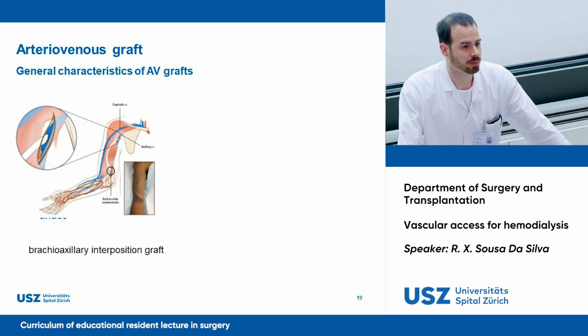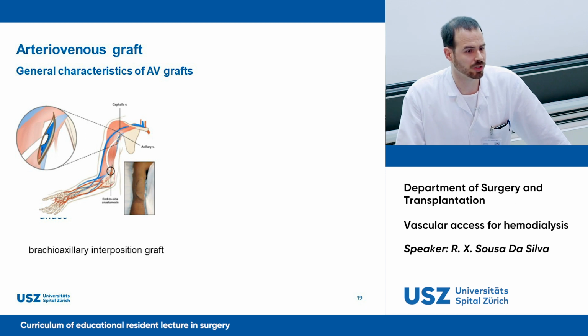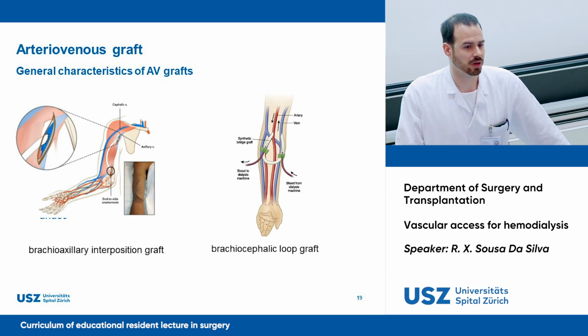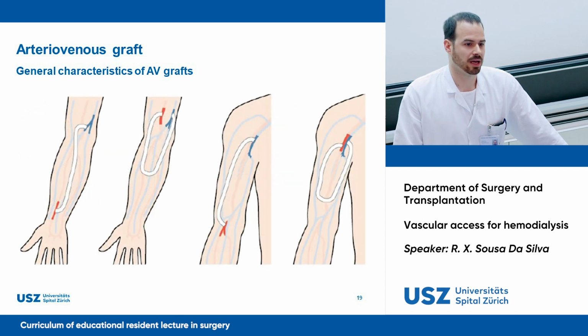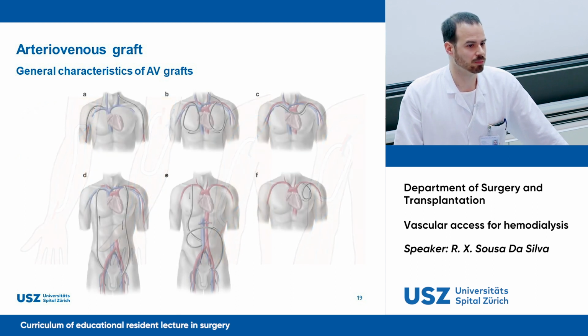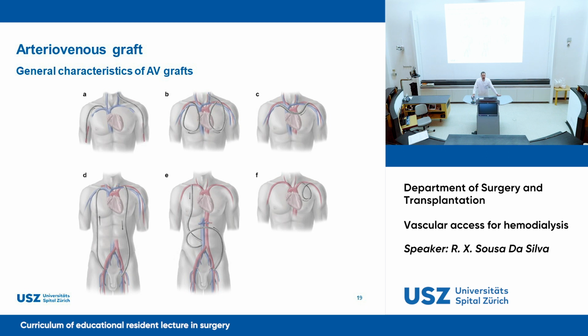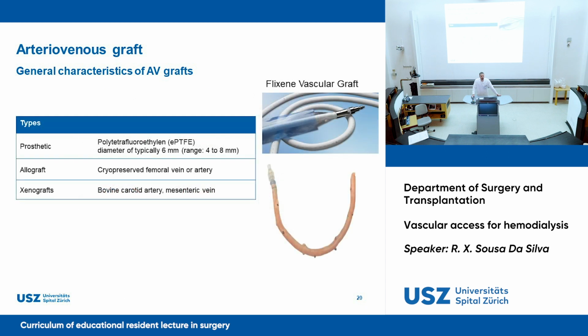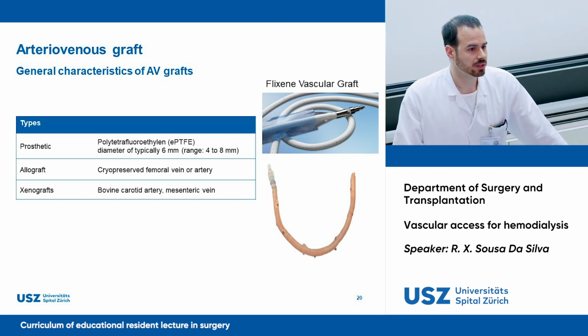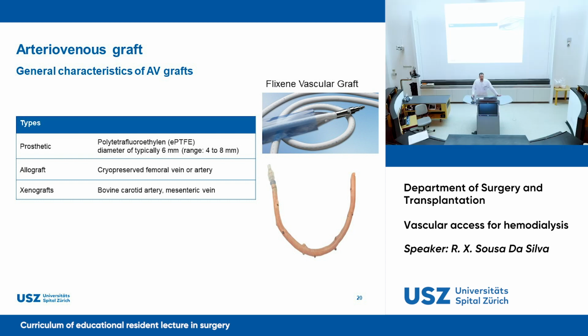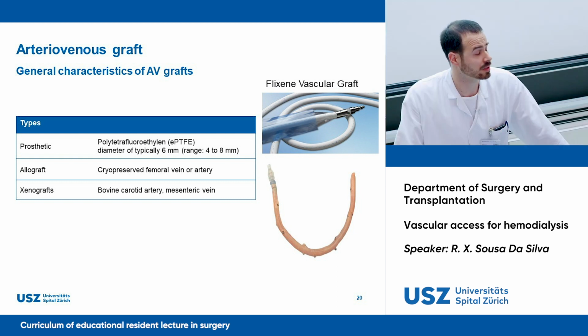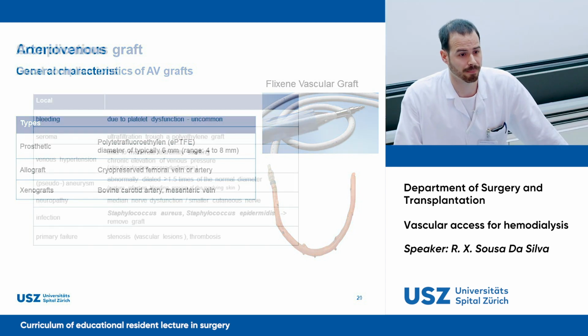Here, for example, the more common brachioaxillary interposition graft, or also a brachiocephalic loop graft. Then you can have those variations or even more extensive graft positioning. You can choose out of 3 materials. Either they are prosthetic, mostly PTFE, polytetrafluoroethylene, or they are allografts, for example cryopreserved femoral vein or artery, or they are xenografts. You can use bovine carotid artery or mesenteric vein.